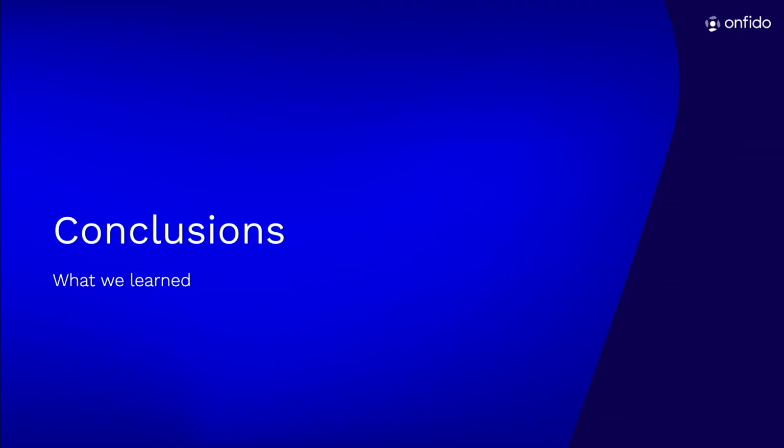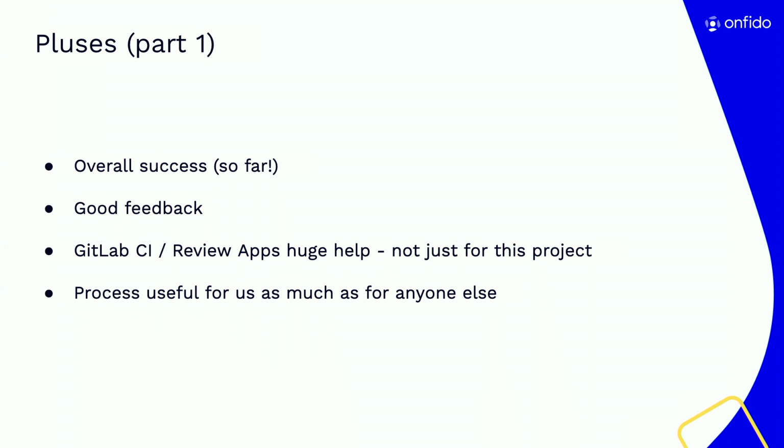So in terms of conclusions, in terms of what we learned from doing all this so far, overall, I would say it's been a success. I think it's been, in terms of the feedback we've had, in terms of how the project has run, in terms of how the API is now working. And I would also say that the whole GitLab and review apps feature that I've talked about has been really, really useful, not just for this project, but for opening up the whole process of letting people in the company who might be less comfortable using an actual GitLab interface, it's allowed them to get more involved in giving feedback.